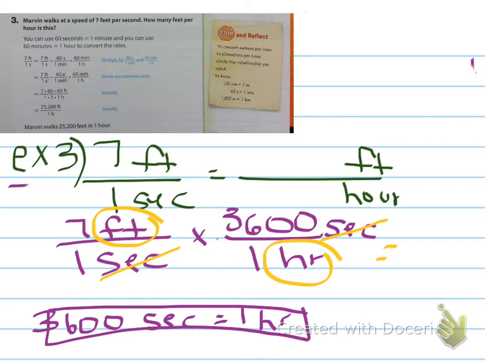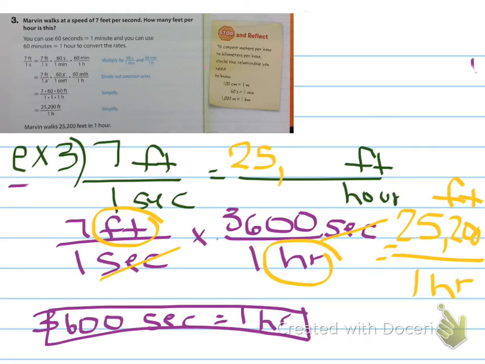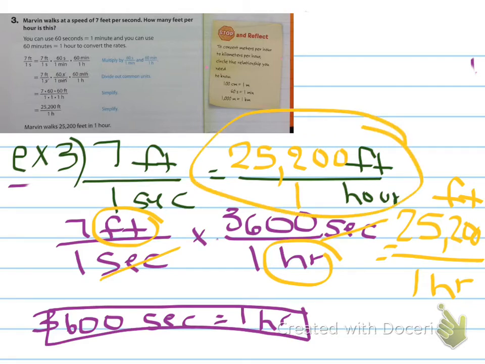So I'm going to do 7 feet times 3,600, and that's going to be 25,200, and that's feet on top. And on the bottom, 1 times 1 hour will be 1 hour. So the answer is 25,200 feet in 1 hour. Woohoo!